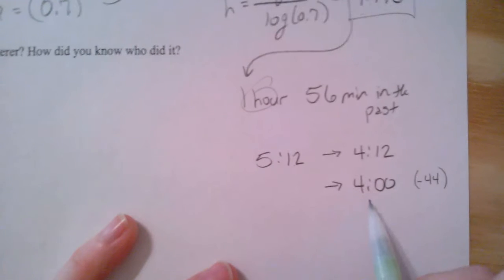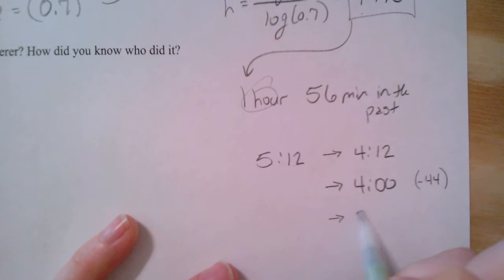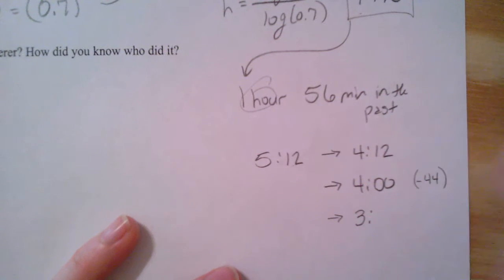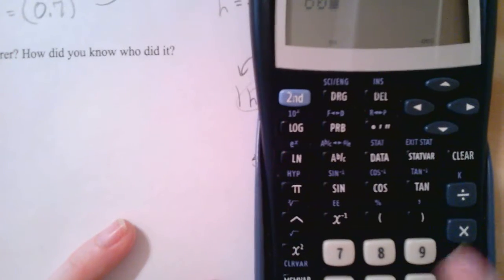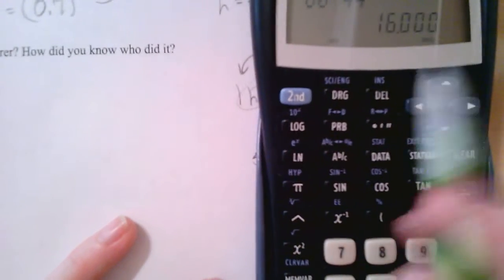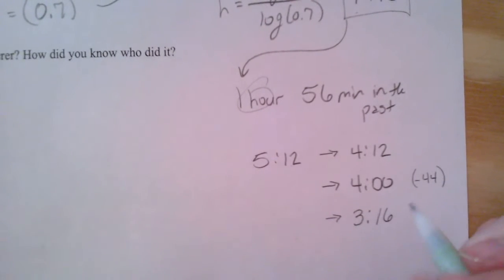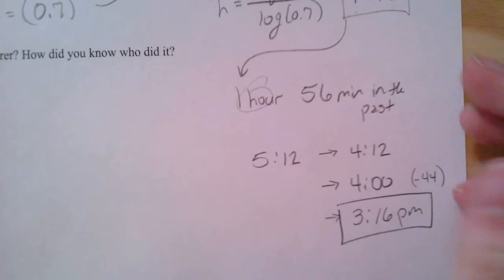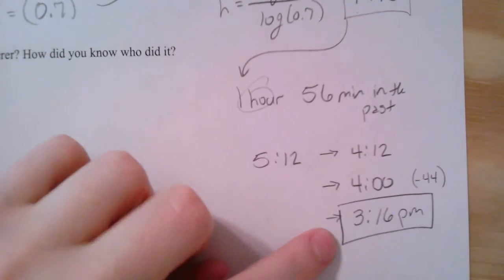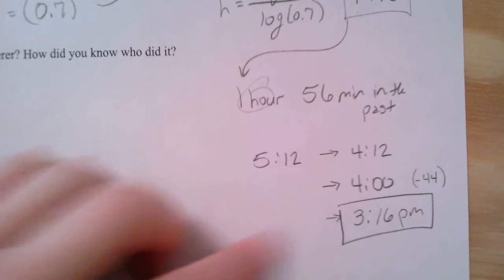If I work backwards from 4 o'clock, that should put me at 3 o'clock and, well, let's see, 60 minus 44 is 16. So it was about 3:16 when the body died, or when Dr. Deadman died, when the body showed up dead. So that was the time when he was murdered.